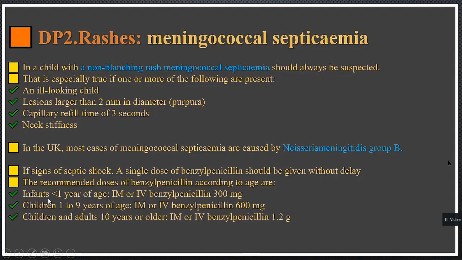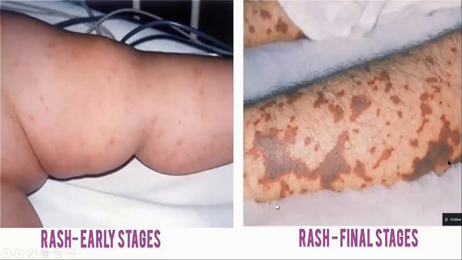For an infant, meaning less than 1 year, you can give IM or IV penicillin 300 milligrams. They can give you any option: 300, 600, 1.2. So you have to check the age. Infant, you can choose 300. Children 1 to 9 years in the scenario, you can choose 600. And children or adults 10 years or older, you can choose 1.2 grams. Here is the early stage, and this is the final stage.